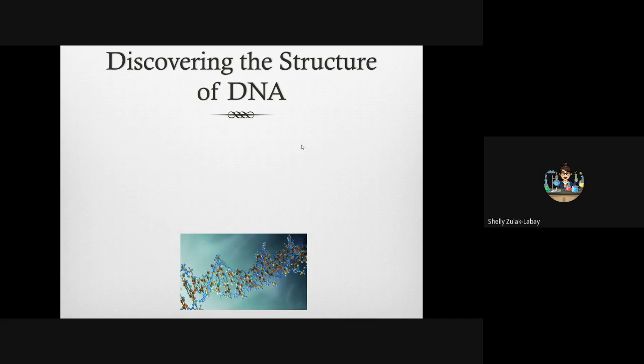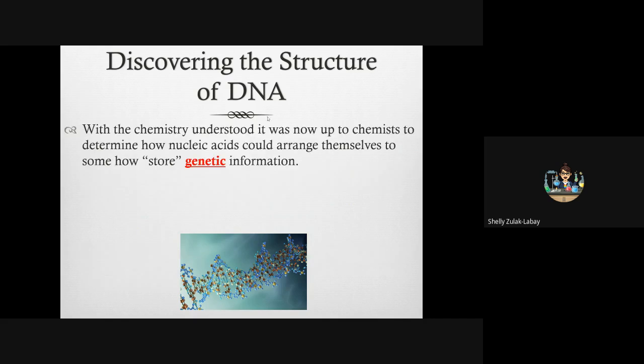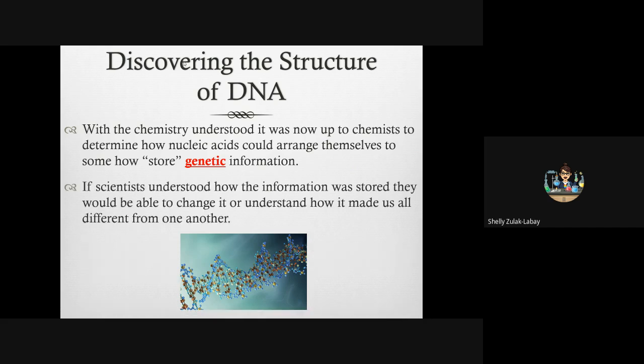So for discovering the structure of DNA, with the chemistry of the parts of nucleotides known, it was up to chemists and other scientists to determine exactly how these parts of nucleic acids arrange themselves in 3-dimensional space and how they were able to store the information that controls inheritance, the genetic information. If scientists understood this, they were hoping it would allow them to somehow change or modify it and help them understand how it made individuals different from one another.